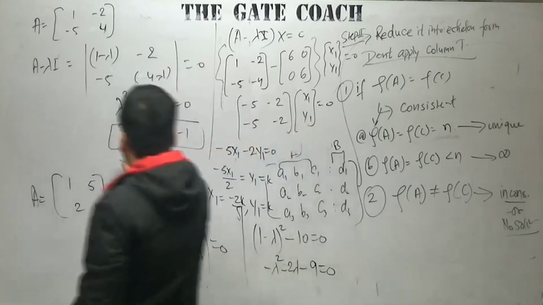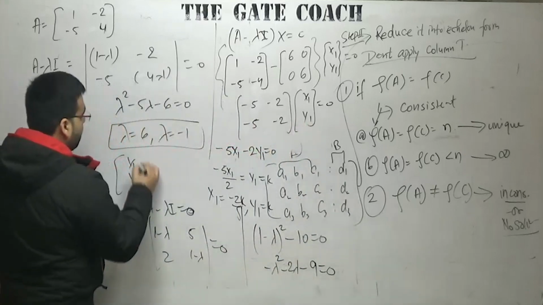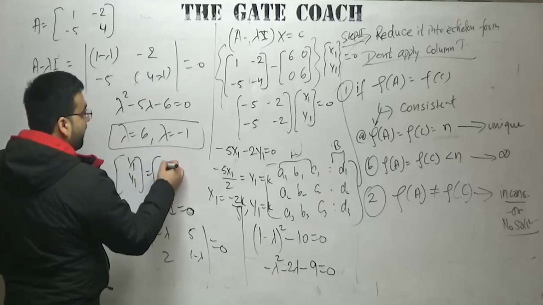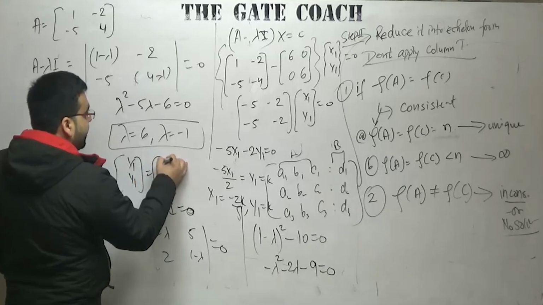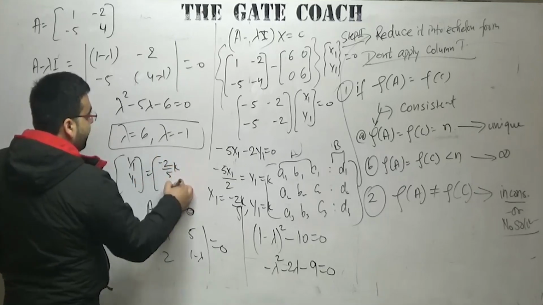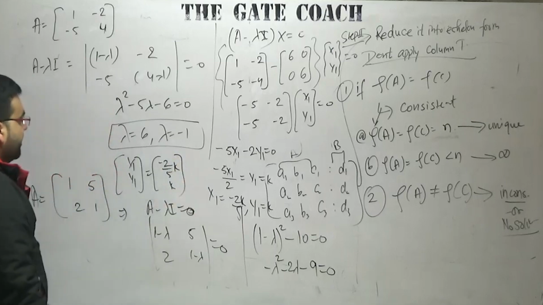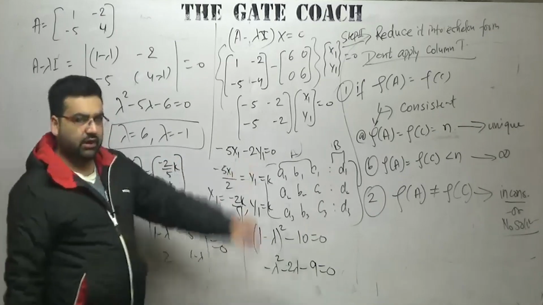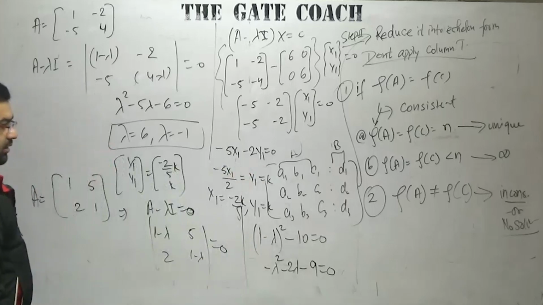So the first eigenvector x1 y1 will be equal to, x1 is minus 2 by 5 into k and y is k. So this is the first eigenvector. K can have any value, 1, 2, 3, 4, 5, 6, whatever. K can have any number of values.